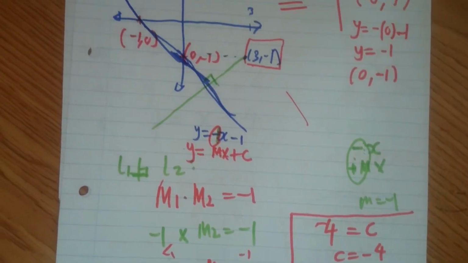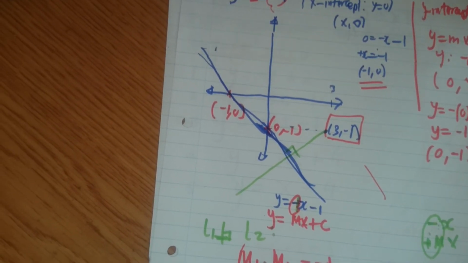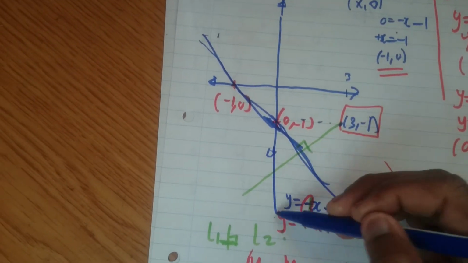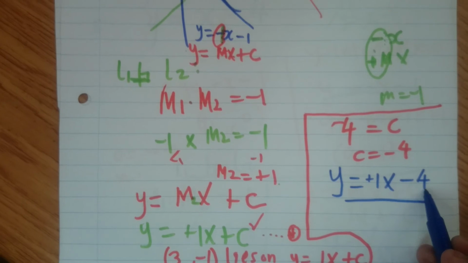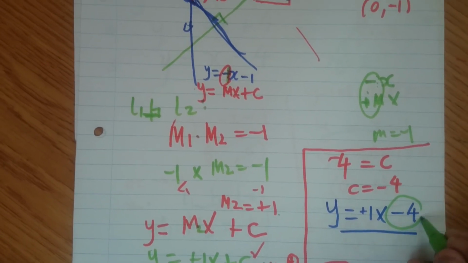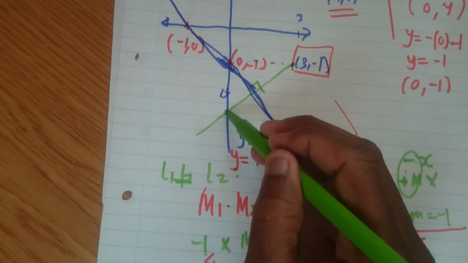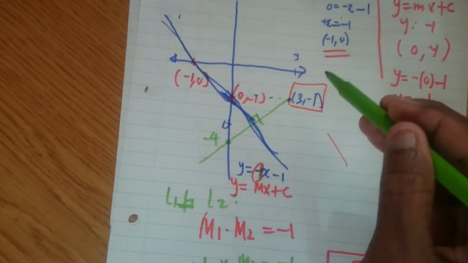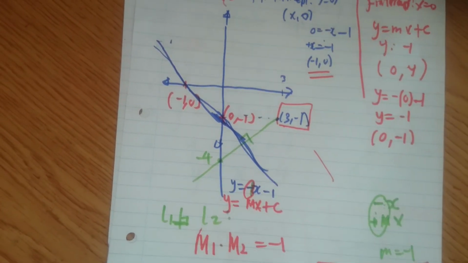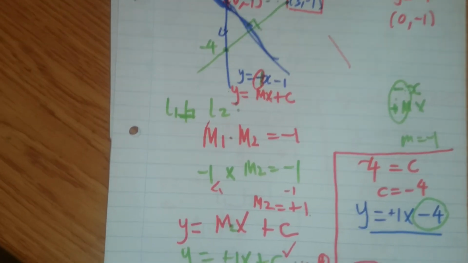And let's see if it makes sense now. Look, this is a graph, and what is c? This is the y-intercept. Let's see if it makes sense. Yes, it makes sense, because this must be negative 4. So that's the equation of the new line.